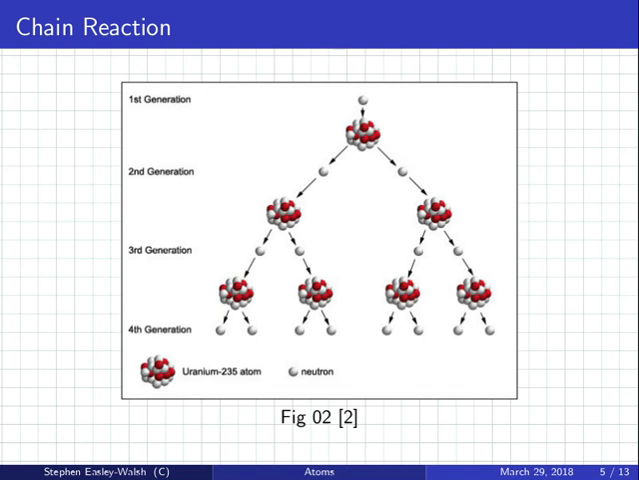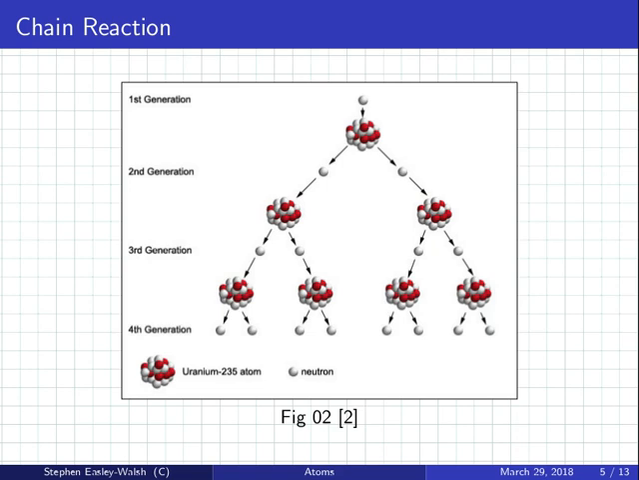So here you get one unit of energy. But then at the next level, you get 2. And then at the next level, you get 4. So this process very quickly, exponentially, releases a lot of energy. This is why nuclear weapons are so powerful, because with each split, you double the energy until all the atoms are used up.